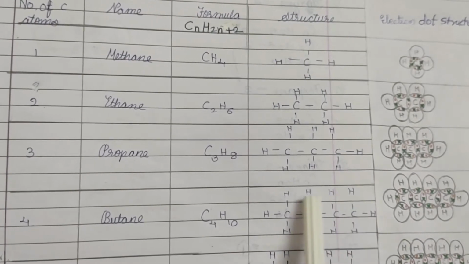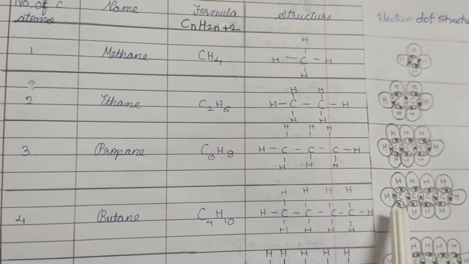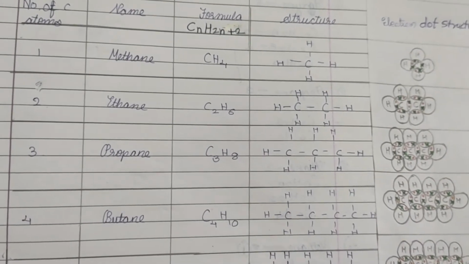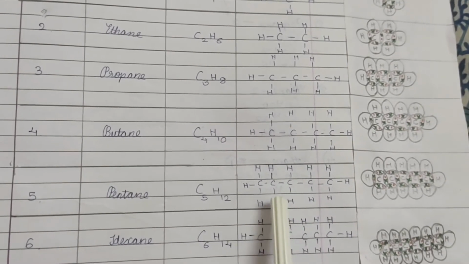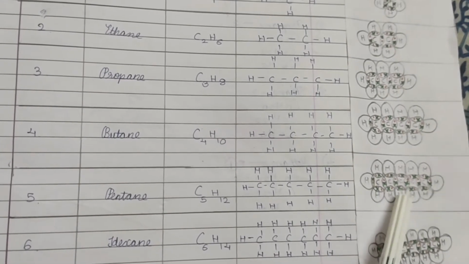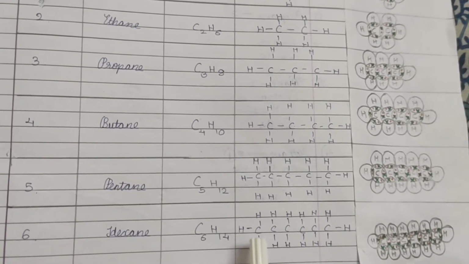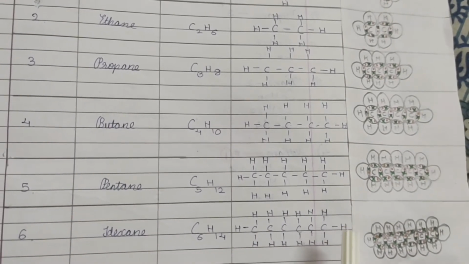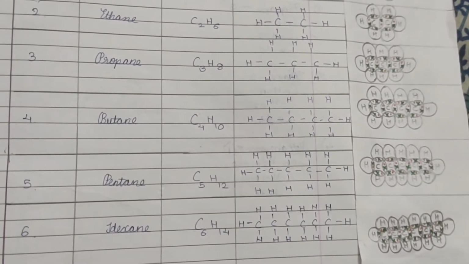Here C4 and hydrogen atoms are bonded by a single bond. That means 1 electron of carbon is shared with 1 electron of hydrogen. Next, pentane, C5H12. Here 5 carbon atoms share the electron with the hydrogen atoms. And this is the electron dot and cross structure. Next is hexane, C6H14. Here 6 carbon and 14 hydrogen are bonded with a single bond, and this is the electron cross and dot structure of hexane.